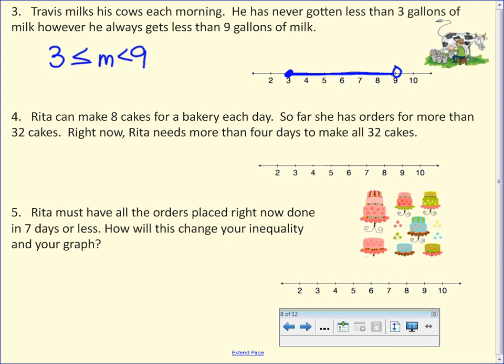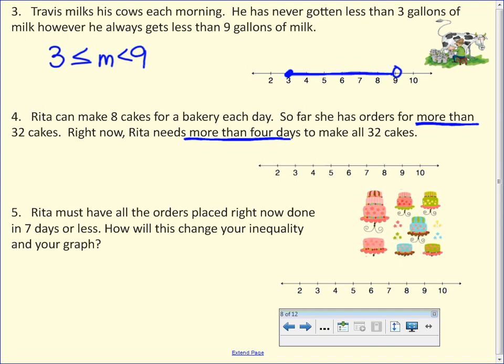Now, number 4 gets a little confusing because there are distractors in it. Rita can make 8 cakes for a bakery each day. So far, she has orders for more than, there's your key word, more than 32 cakes. Right now, Rita needs more than 4 days to make all 32 cakes. So there's key words again, more than 4 days. So what are we trying to plot? What does she need? That one's a little misleading because you don't know which piece of information. But if you look at your number line, you can see what they're asking you.